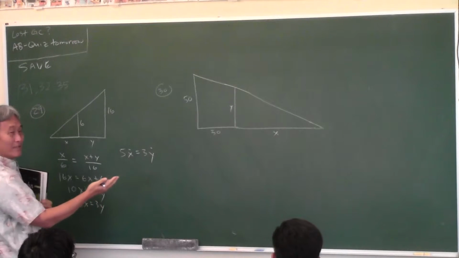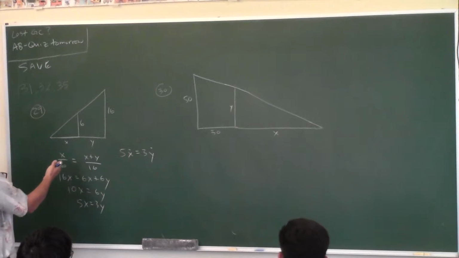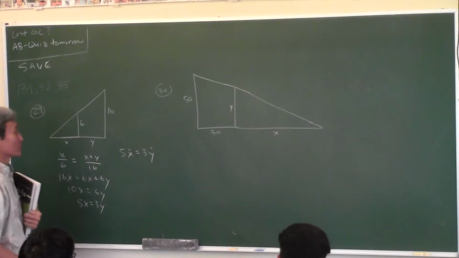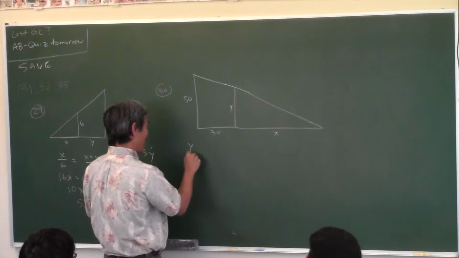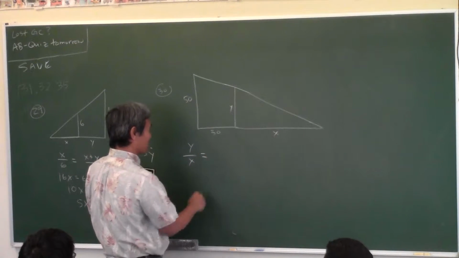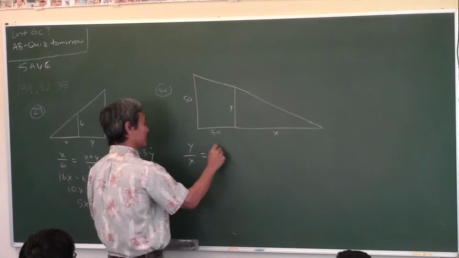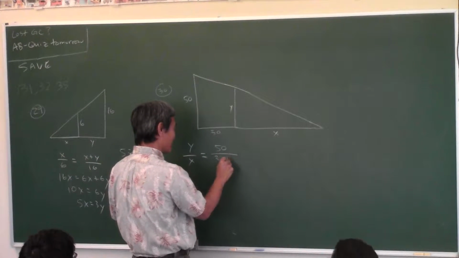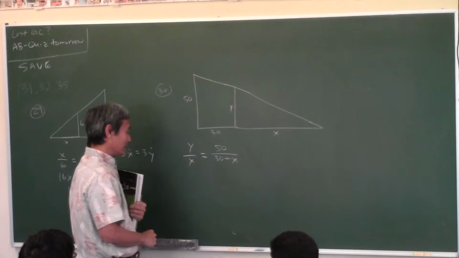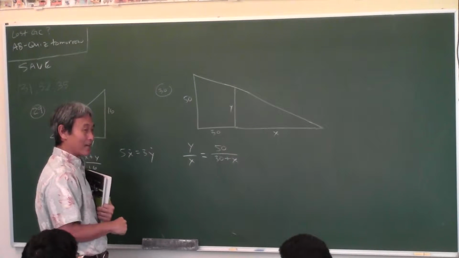Now look, what equation can I write from that? I mean, learn from this problem. Similar triangles. y over x is equal to 50 over 30 plus x. There you go. See how easy similar triangles are? Now, do you want to take the derivative right now, or do you want to tidy it up?